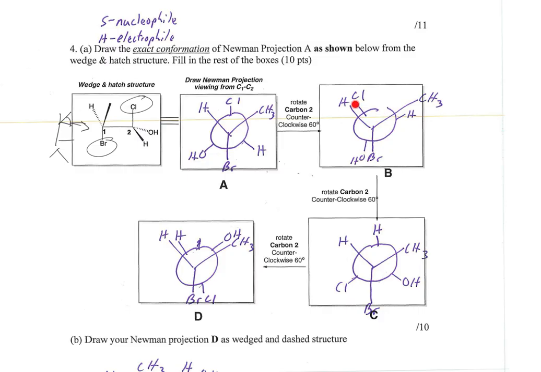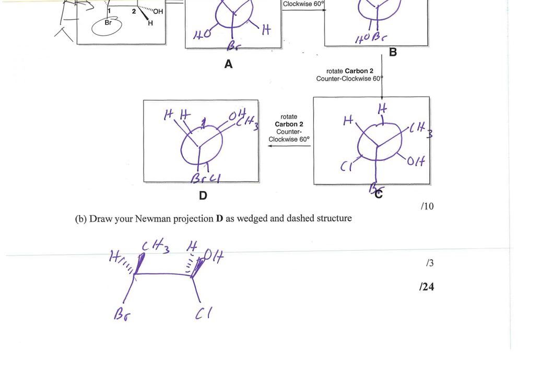We're going to do another 60 degrees. So now we're eclipsed, we're going to go to staggered. Again, the front one doesn't change. Chlorine goes here, OH here, H here. Now to staggered. One more rotation, why not? Now we're from staggered back to eclipsed. Everybody's lined up.